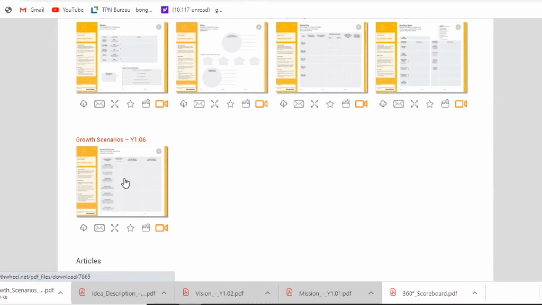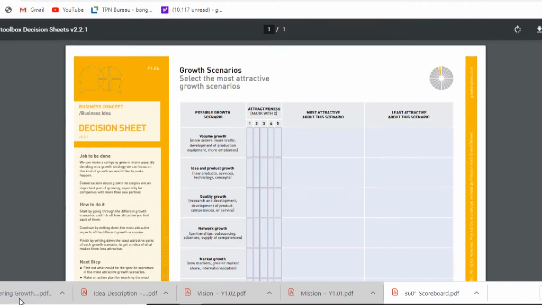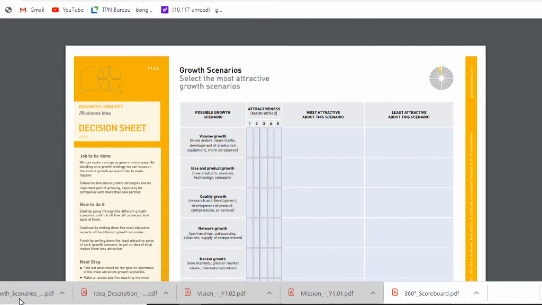Okay, now I have established my company. I have looked at the idea, and what are the growth avenues? What can I explore if I want to grow in this industry? Remember, your vision was saying you want to be a leading service provider, maybe in the food industry. Now, how do you grow from that? Now, you must look at possible growth scenarios.